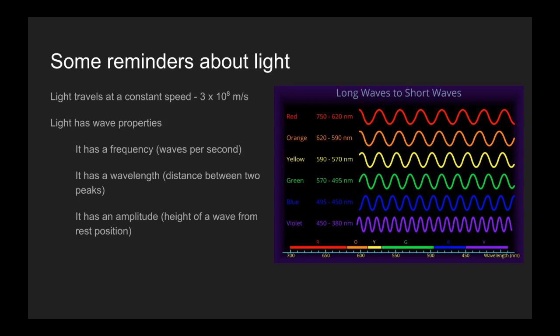The third property that we talked about was amplitude, and we're not going to do any calculations dealing with amplitude here in high school chemistry. But we define it as the height of a wave from rest position. You can kind of think of amplitude as, for instance, the intensity of light, kind of how bright it is or how many photons of light are being produced.